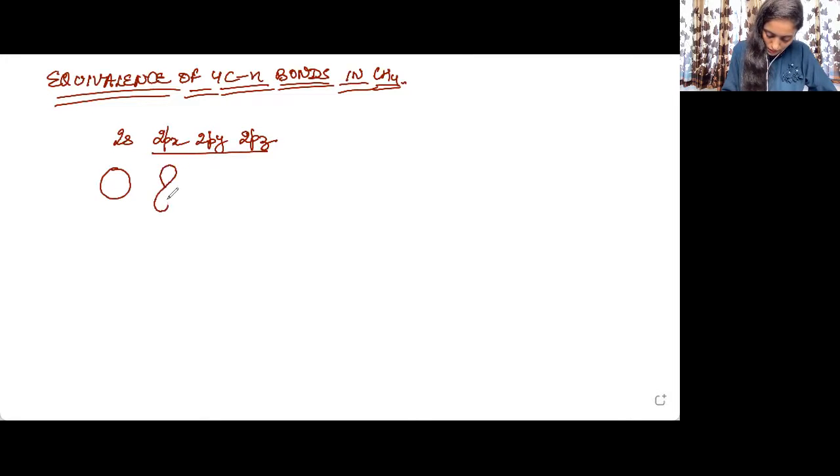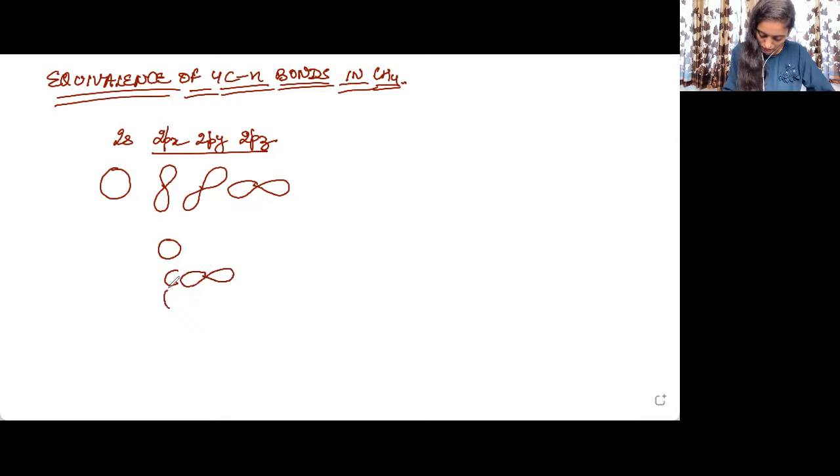So if I say this is the x-axis, this will be the 2px orbital. I'm taking the p orbital along this axis and I'm taking the z orbital along this axis. Now, if we say that in the center there is carbon and it is having one s orbital and 3 p orbitals like this. And this carbon is forming 4 CH bonds. So this is the 1s orbital of hydrogen. This is the 1s orbital of the other hydrogen. This is 1s of the third hydrogen. And this is 1s orbital of the fourth hydrogen.